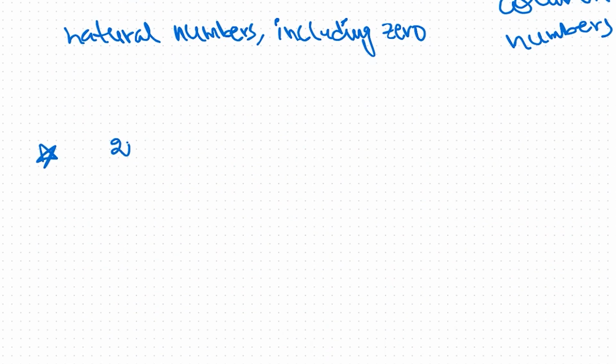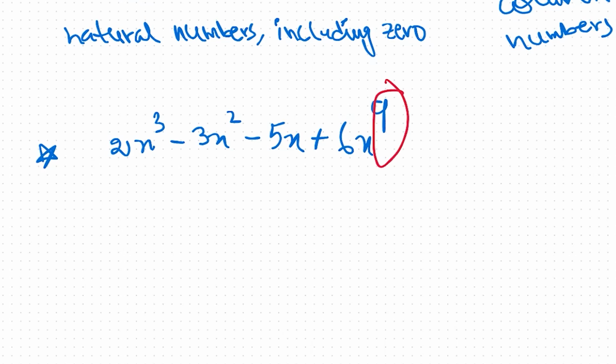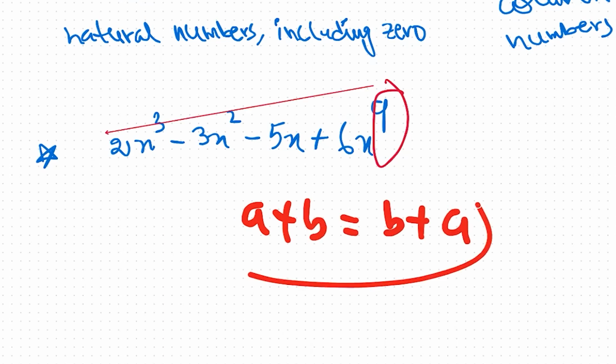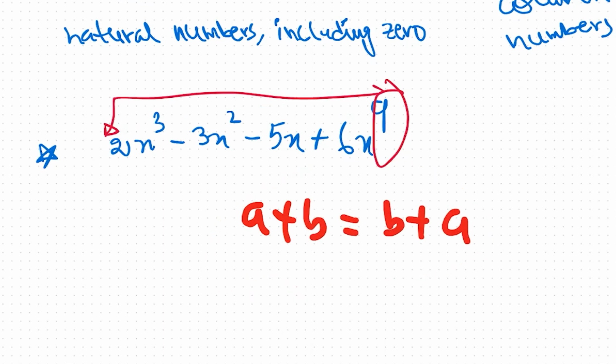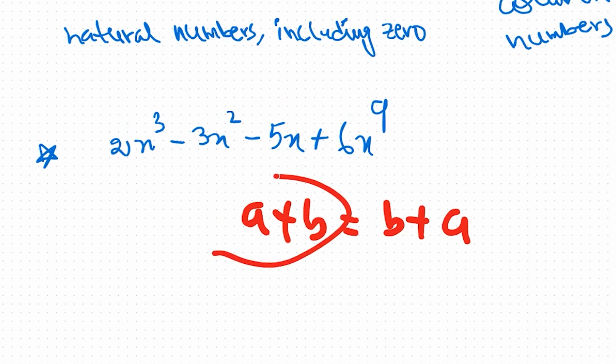polynomial expressions. So let's say 2x cubed minus 3x squared minus 5x plus 6x to the power 9. Is this a polynomial expression? The 9 should be at the front? See, a plus b, even if you write b plus a, it's the same thing. It's just that it is written somewhere else.